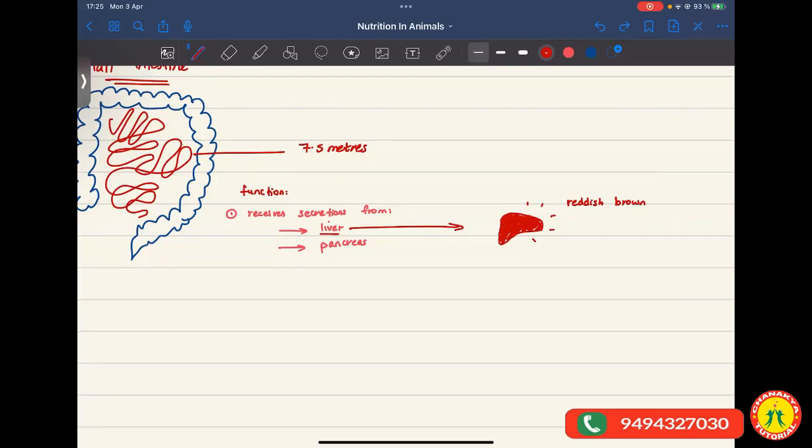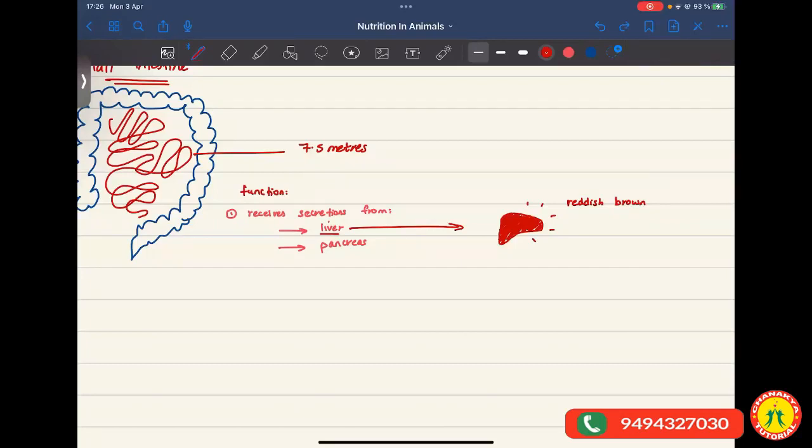Ma'am, small intestine. Okay, small intestine is the largest liver. Okay. What about the next person? Ma'am, can you repeat the question? Among all the internal organs that is present, which organ do you think is the largest? Ma'am, is it the large intestine?